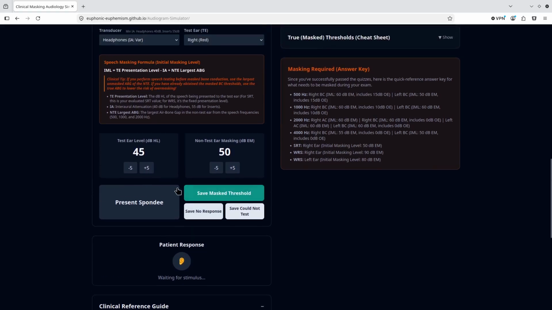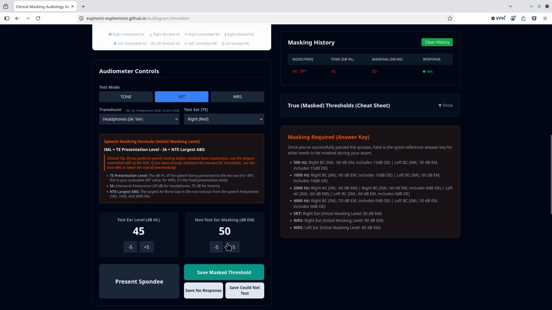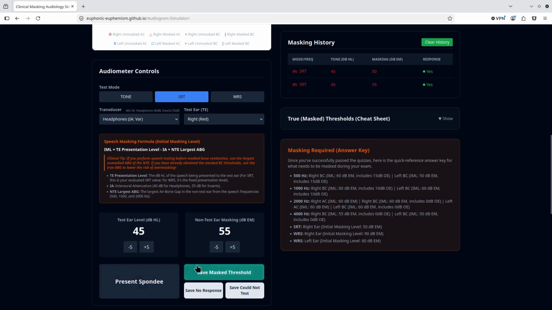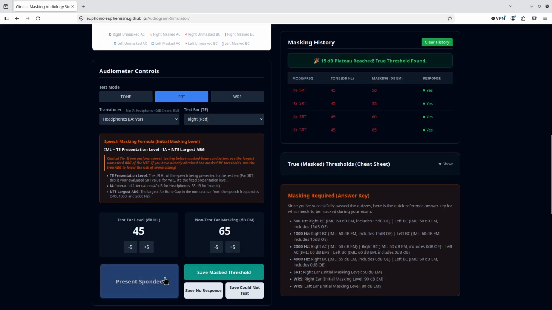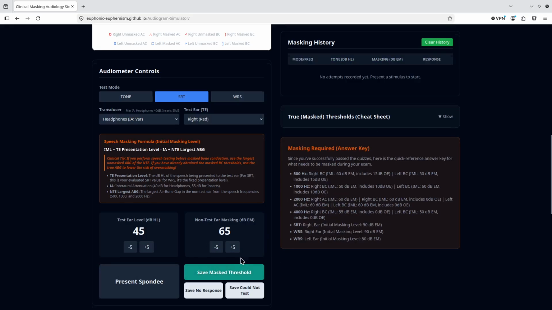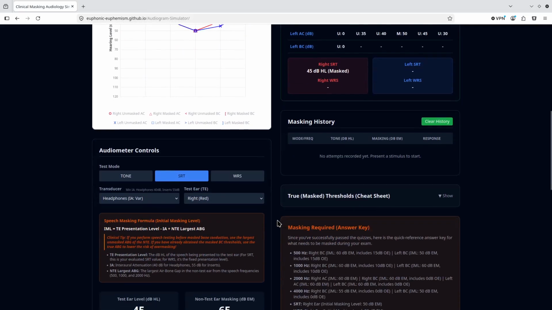There we go. So let's present our spondee, and we got a response. Let's go up 5 dB, got a response, 5 dB, got a response, 5 dB, got a response, and we plateaued, saved our masked threshold there. And there we go, 45 dB masked threshold for SRT.